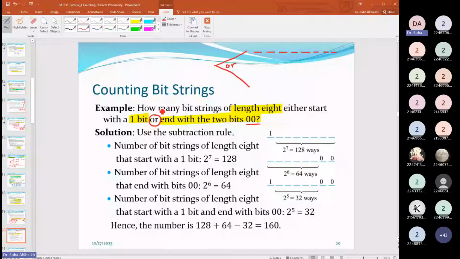But I have a case where it starts with 1 and ends with 0 0, right? So I have to add one additional branch for the case of 1 2 3 4 5 6 7 and 8 when it starts with 1 and ends with 0 0, which is when they happen at the same time. So the solution will be this case plus this case minus the case when they happen at the same time. Does it make sense to you?